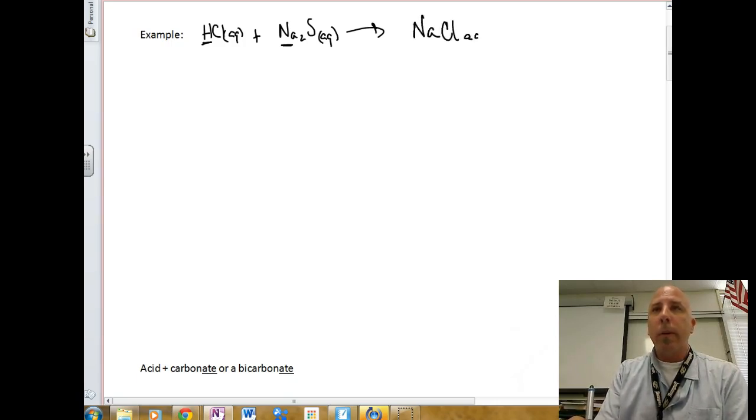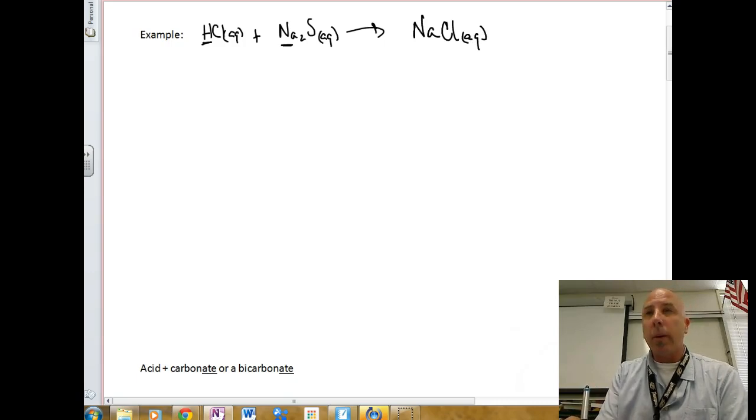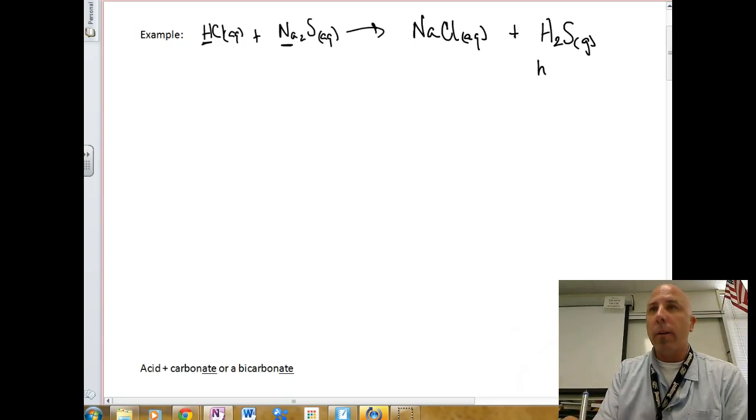And so we're going to rewrite this as NaCl, which we know is going to be aqueous because of our solubility rules, having the presence of the sodium. And we're also going to produce H2S. Now, one thing that we'll need to remember is that H2S is a gas. It's called hydrogen sulfide gas, and it has this very characteristic smell. The characteristic smell is rotten eggs.